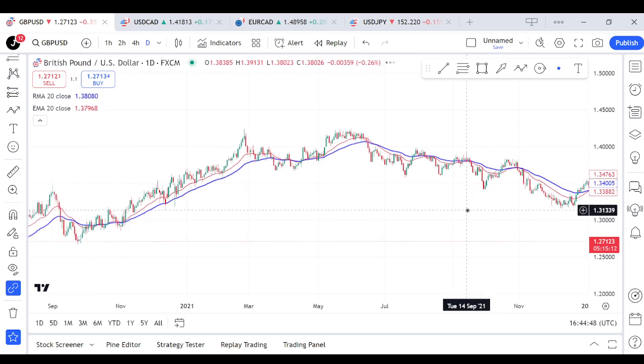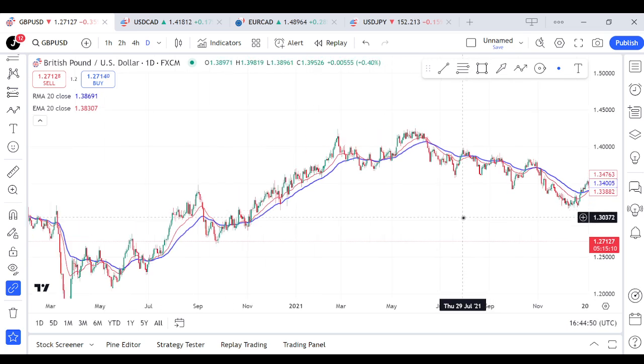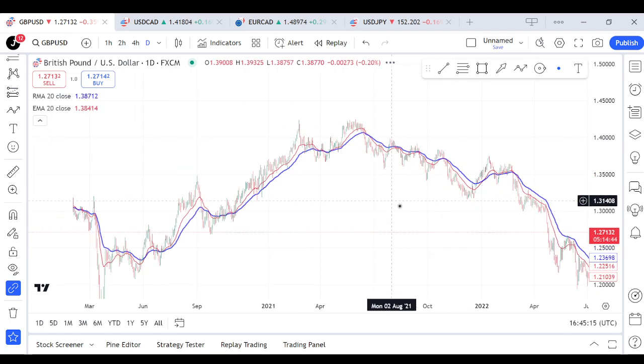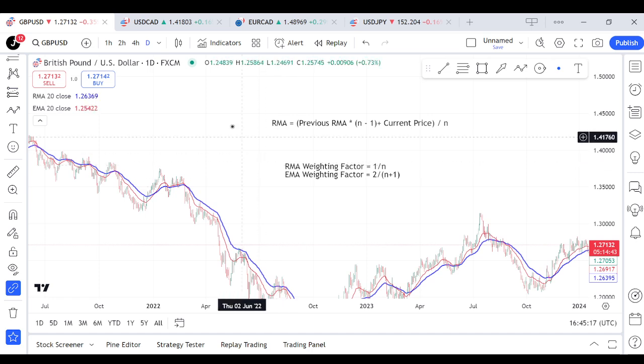And the mathematical properties of the RMA make it particularly useful for Forex traders. Its ability to adapt quickly to price changes while still maintaining a smooth curve helps in identifying trends and potential reversal points with greater accuracy. So understanding the math behind the RMA allows you to better interpret its signals and adjust the indicator to suit your specific trading needs. So enough of the mathematics and formula.